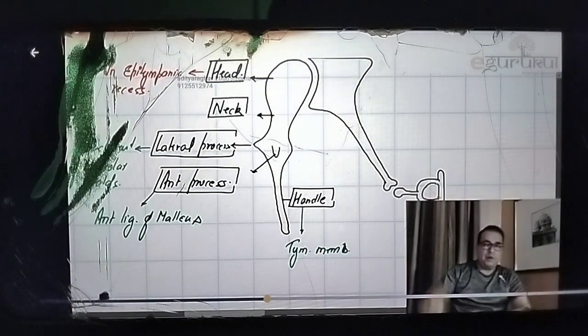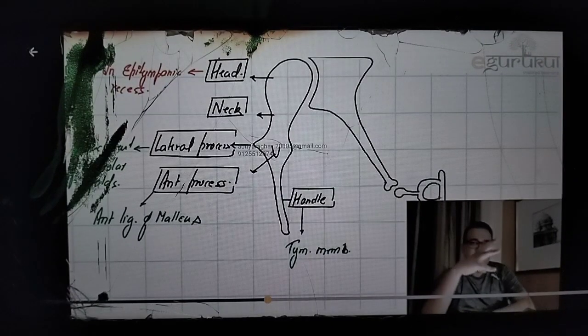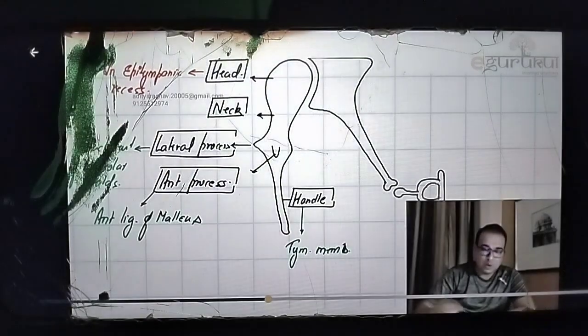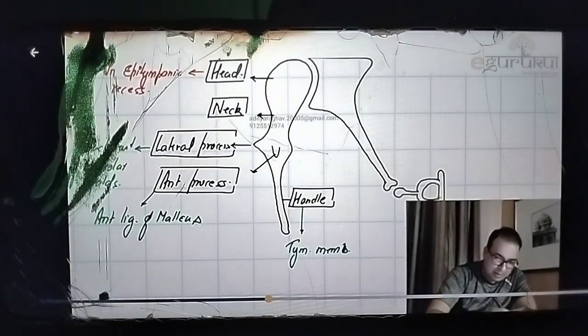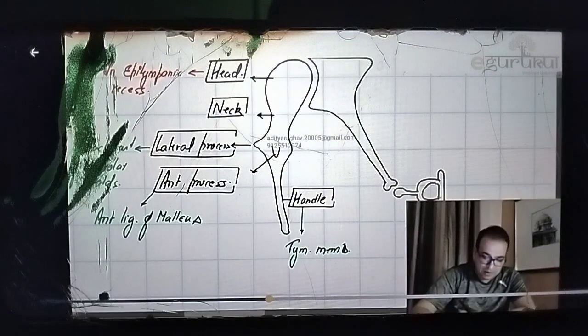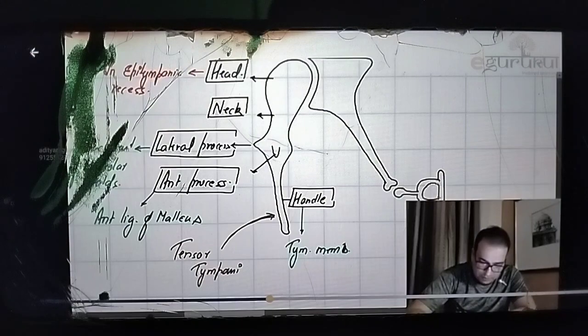And remember one thing, because the handle is attached to the tympanic membrane, and this handle was pulling the tympanic membrane inside, to keep the tympanic membrane tensed, we need a muscle to attach to the handle and pull it further inside, and that muscle is tensor tympani. Remember that, guys, the two tensor muscles, tensor veli palatini and tensor tympani. So tensor tympani will be attached to the handle of the malleus.